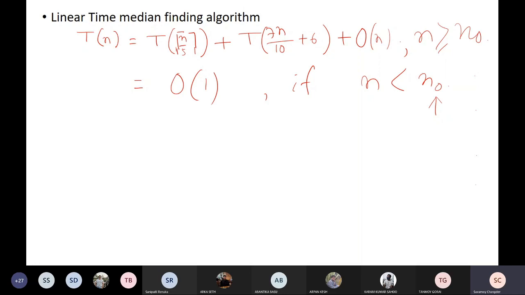So I think up to this is clear. If you have any doubt, please note it. After the class again we can discuss, right? So this is the recurrence. Now let us solve the recurrence.